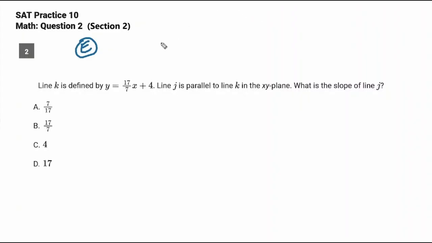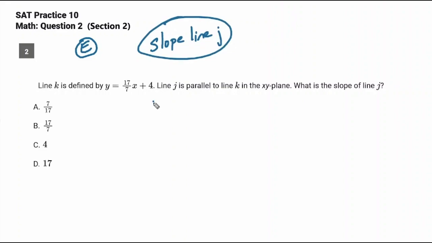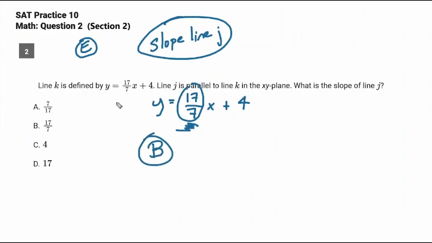So let's write down what we want. You don't even have to do this, but I want to write down the equation. Okay, so what's slope here? It's this. y equals mx plus b. m is the slope. A line that is parallel to another line has the same slope. So line K has slope 17 over 7. What's the slope of line J if it's parallel? It's 17 over 7. B. Couldn't possibly be easier. One-step math, get it right, and move on.